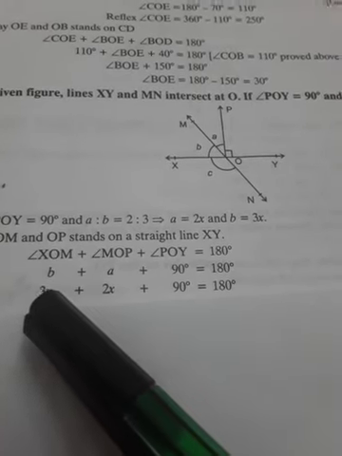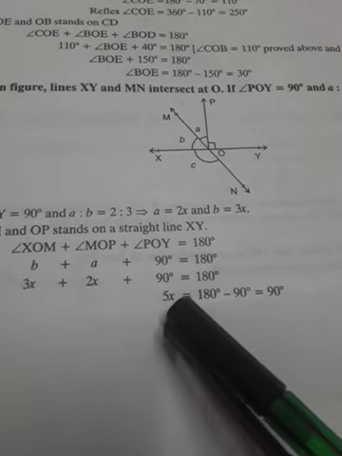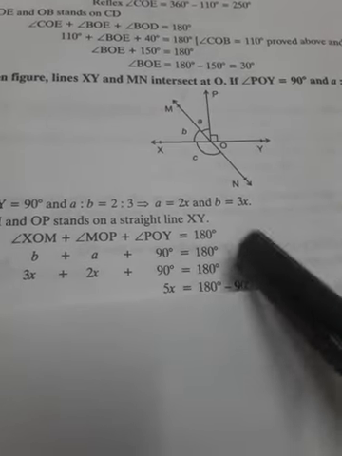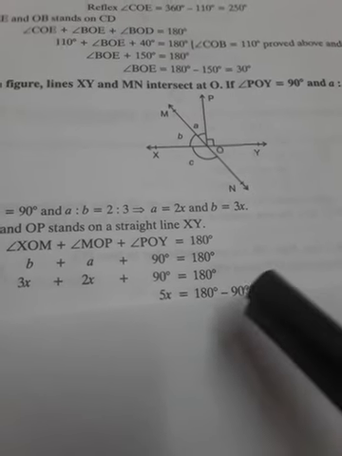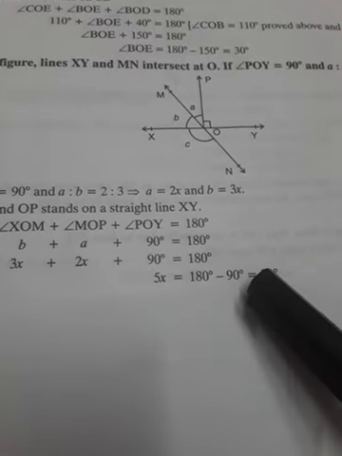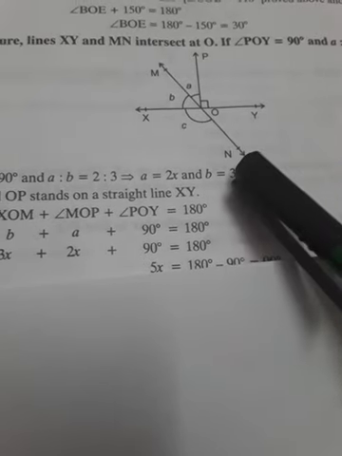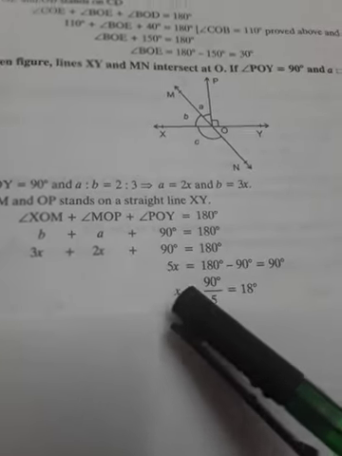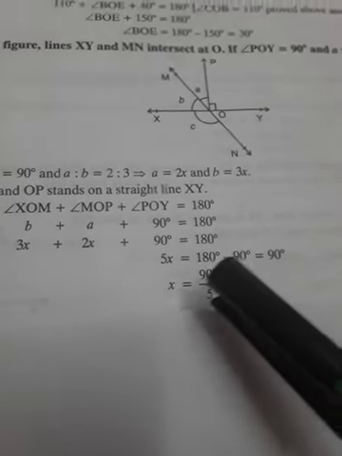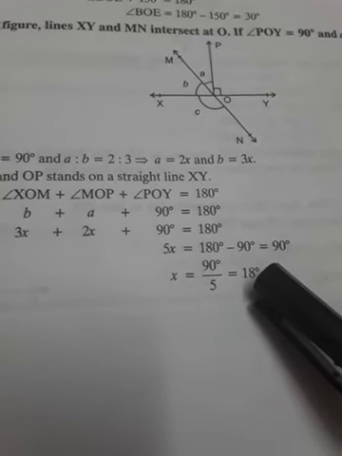Then we can add like terms 3x and 2x. Then what will we get? We will get 5x. 5x equals 180, then this 90 we can transpose. So what will we get? 180 minus 90 equals 90. So 5x equals 90. Then we need to find the value of x, that we took as the common ratio. So x equals 90 by 5. That value will be 18. So the value of x we got as 18 degrees.